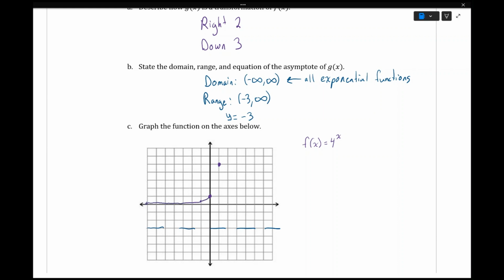And so it looks like this. Now I get to move all those points over 2 to the right and down 3. So this y-intercept moves right 2 and down 3. One thing I always notice is that the y-intercept, no matter where it moves, is a point that is 1 above the asymptote.